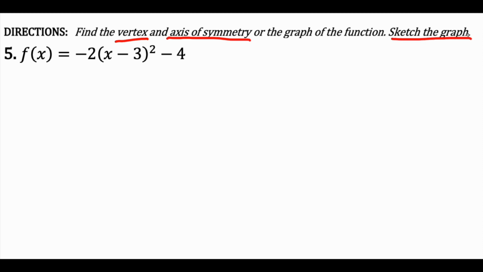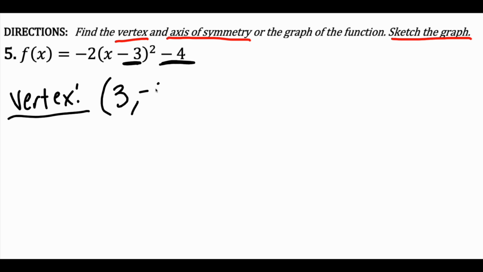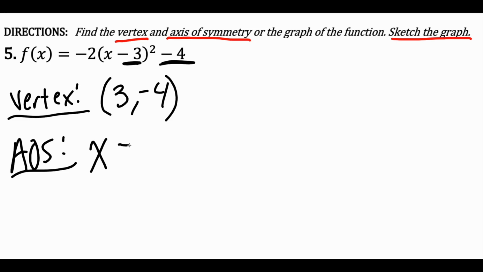All right, so we want to make sure that we have all of our pieces here, okay? So the vertex, okay, remember your vertex is opposite of this number, same as this number. So 3, negative 4, that's your vertex. Your axis of symmetry is always x equals whatever your h coordinate is, so in this case it's 3. All right, so we want to label those, and then we're going to put it on the graph.